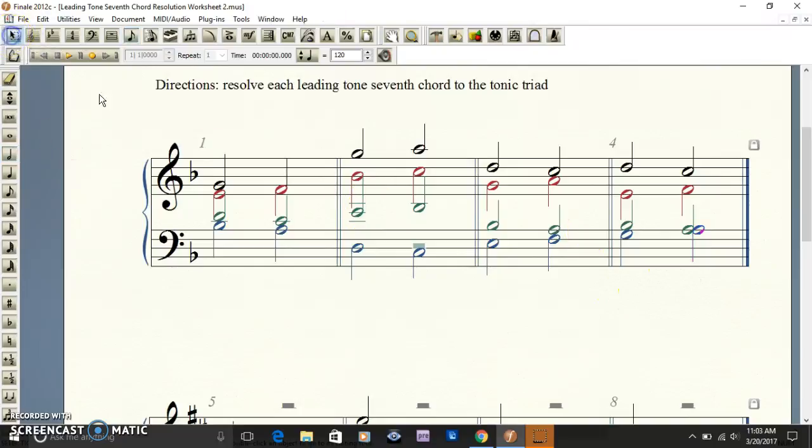Okay, so I'm going to send you a sheet with similar examples in a different key, but hopefully this gives you a better sense of how to go about resolving these chords.